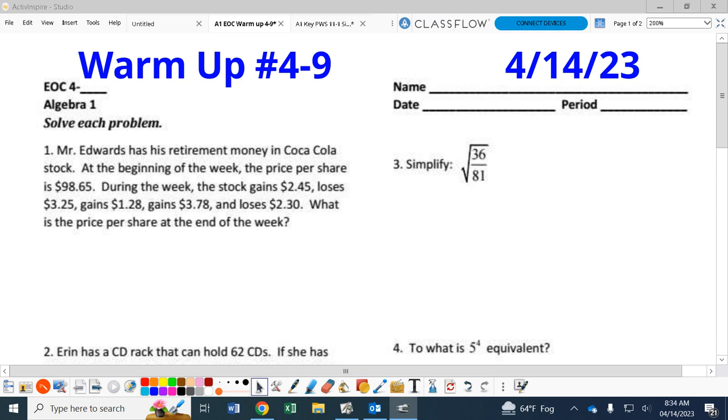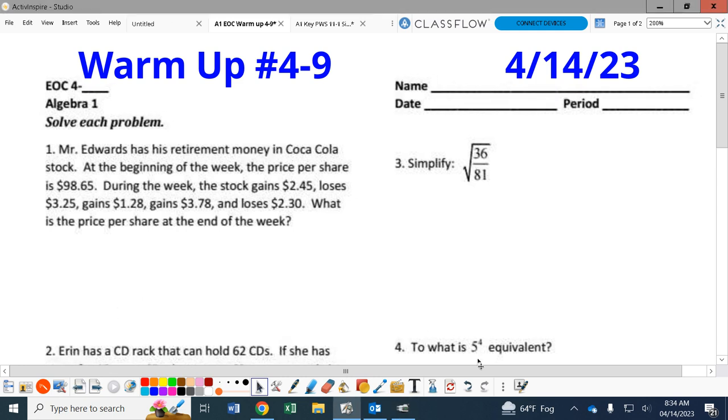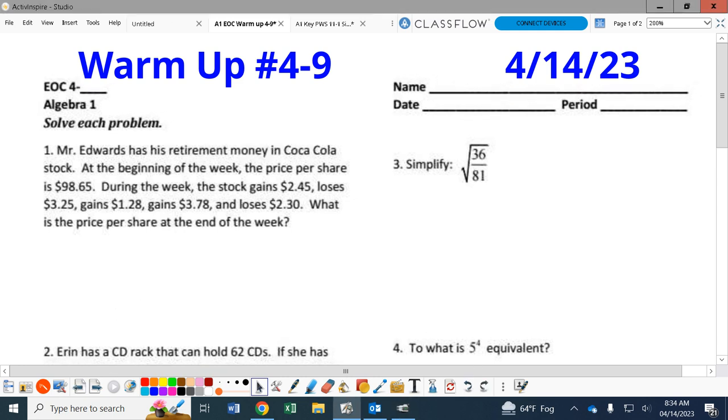So it says Mr. Edward has his retirement money in Coca-Cola stock. Very nice deal. At the beginning of the week, the price per share is $98.65. That is what it's starting off. Write it out as 98.65. During the week, the stock gains. Guys, what does the word gains mean? You're going to add.